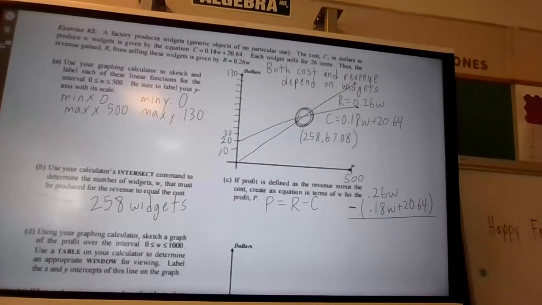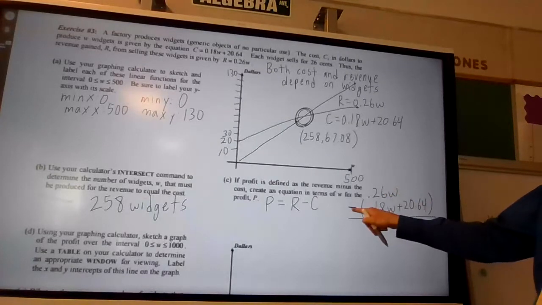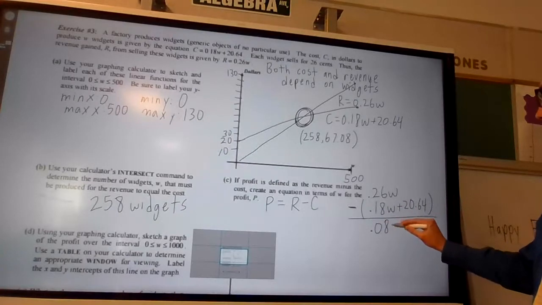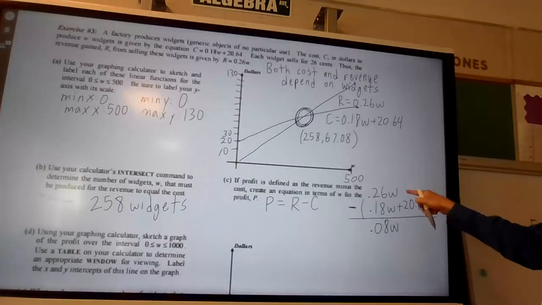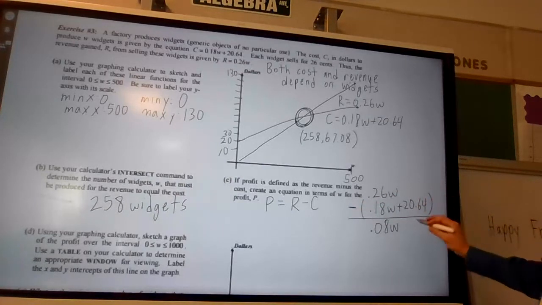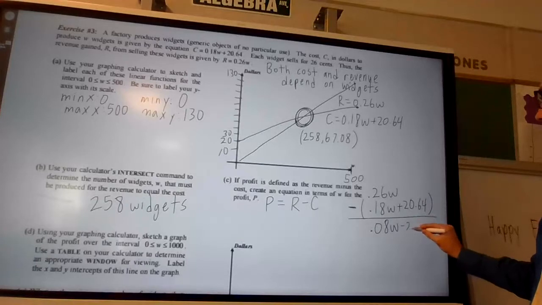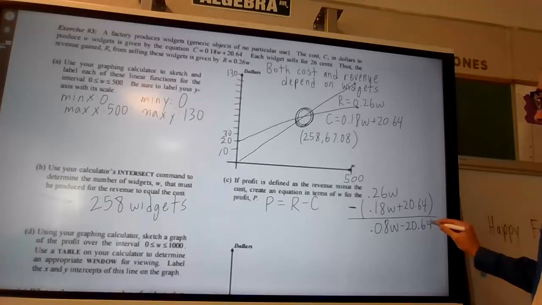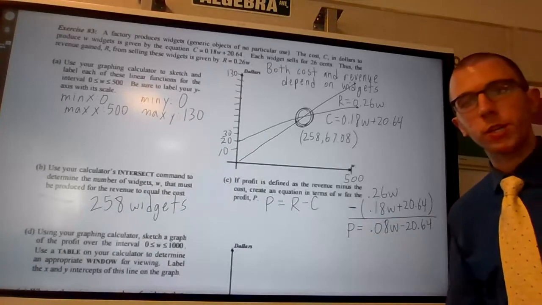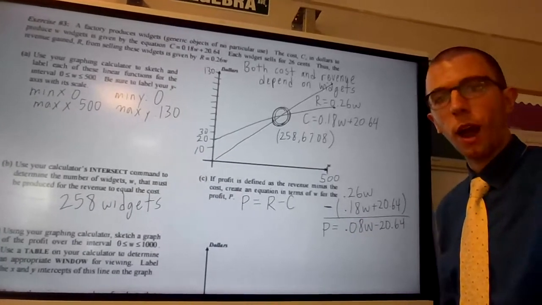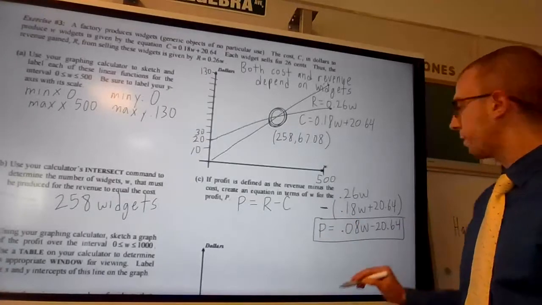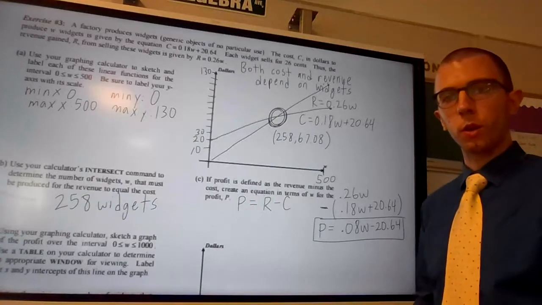All right, we subtract these things now. 0.26W minus 0.18W is 0.08W. And we don't have anything here, so that's 0 minus 20.64, which is minus 20.64. So that is our equation to model the profit. P, profit, equals 0.08W minus 20.64.